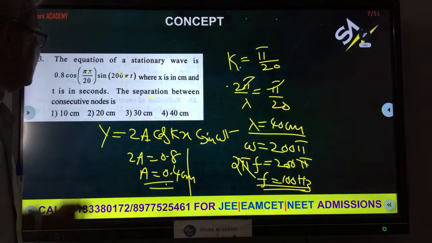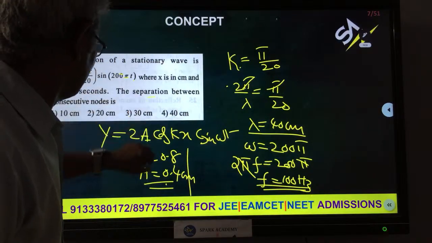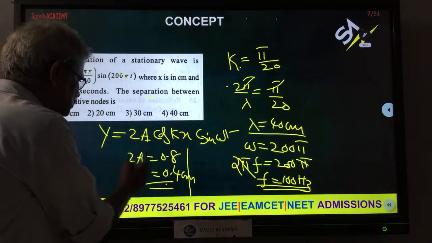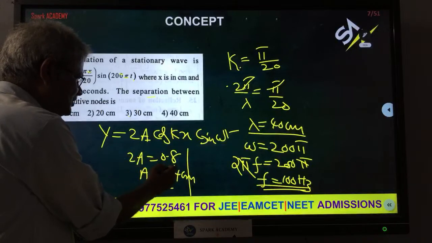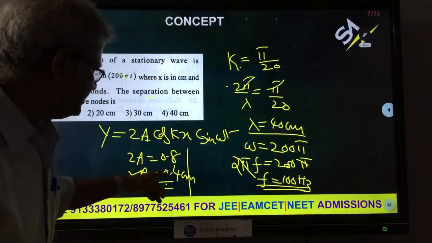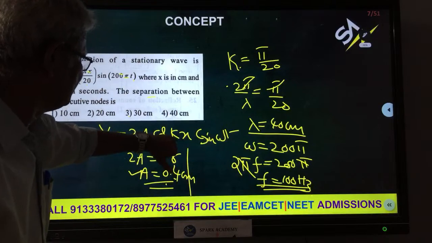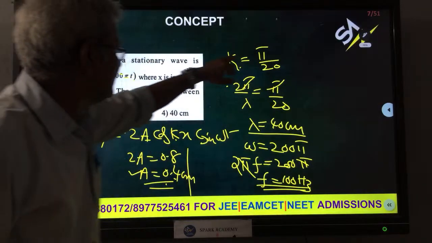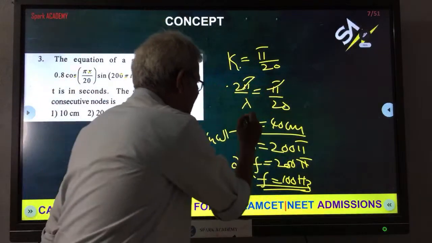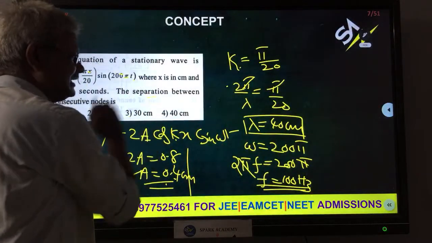So first, the given equation is a stationary wave equation, wherein y is equal to 2a cos kx sin omega t. From this 2a, the maximum possible amplitude is given as 0.8. So the amplitude of the individual wave, how much is it? 0.4 centimeters. And comparing this, the coefficient of x is wave number k. k is equal to pi by 20. So k is 2 pi by lambda; cancelling, we get lambda is equal to 40 centimeters. Why centimeters? Because x is in centimeters.